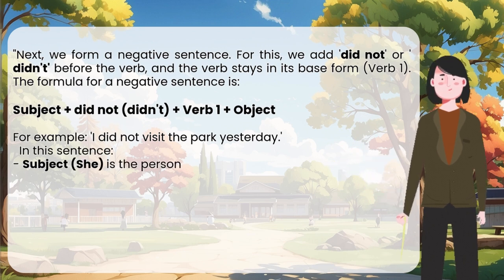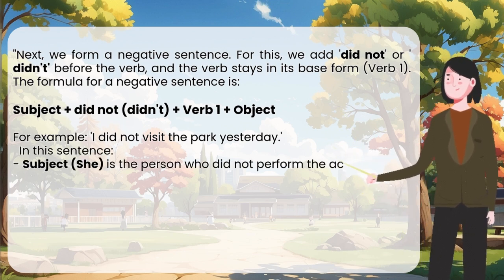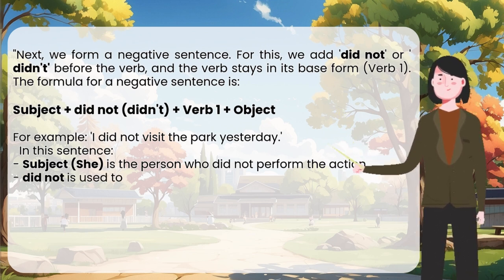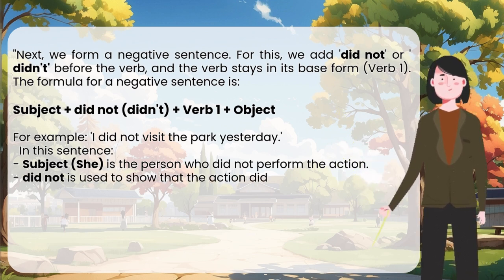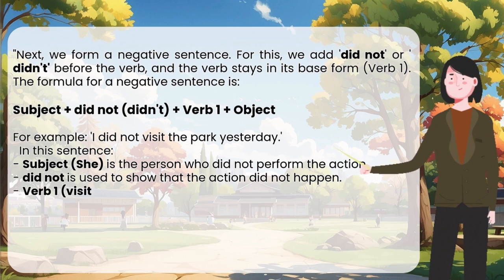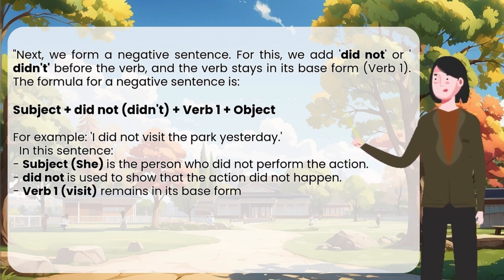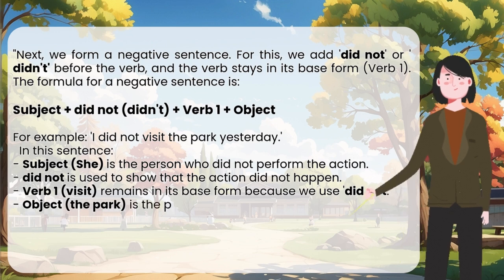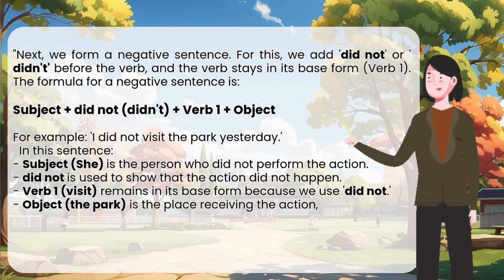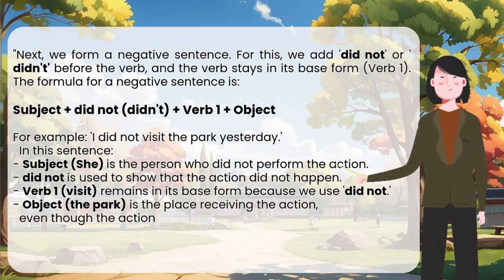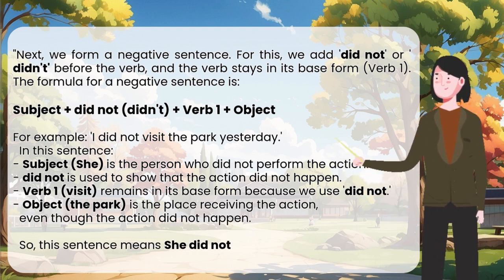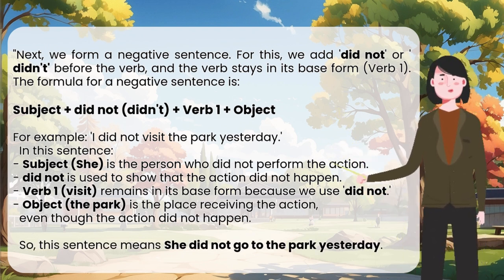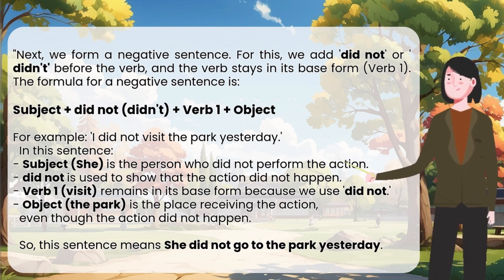In the sentence, subject she is the person who did not perform the action. Did not is used to show that the action did not happen. Verb 1, visit, remains in its base form because we use did not. Object, the park, is the place receiving the action, even though the action did not happen. So, the sentence means she did not go to the park yesterday.